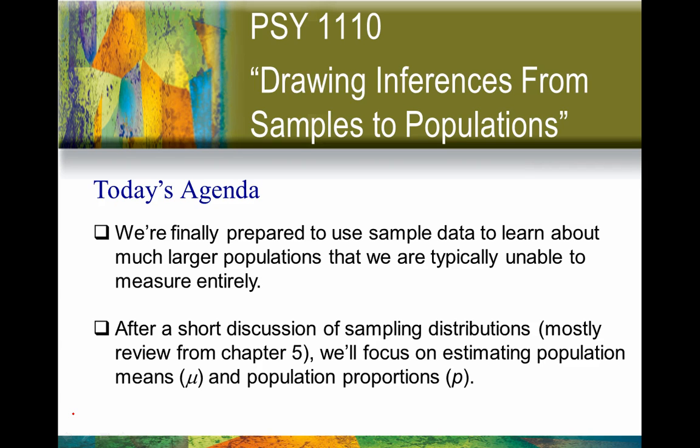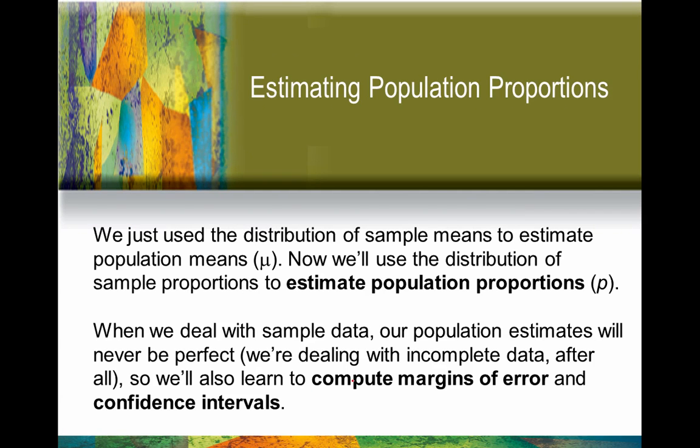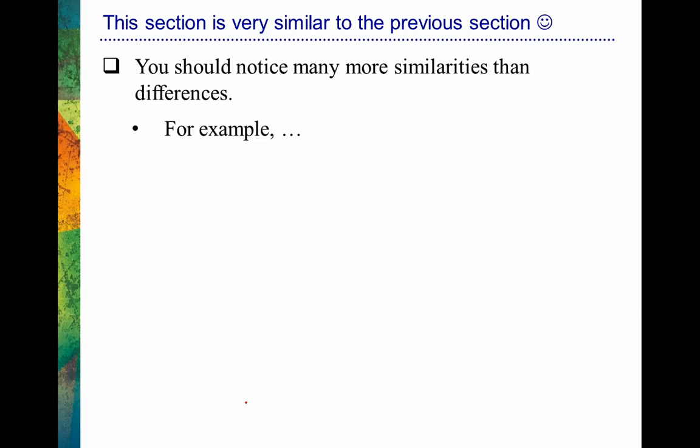Welcome back, everybody. We're going to finish talking about Chapter 8 by focusing on Section 8.3. And specifically now, we're going to talk about population proportions and how we're going to estimate those values. And like before, we will compute margins of error and also confidence intervals.